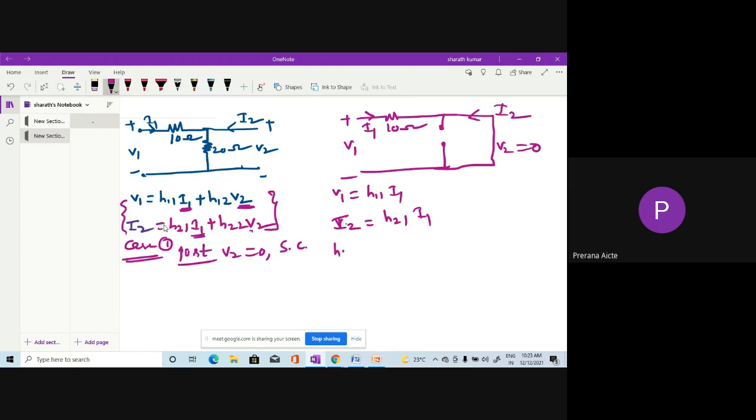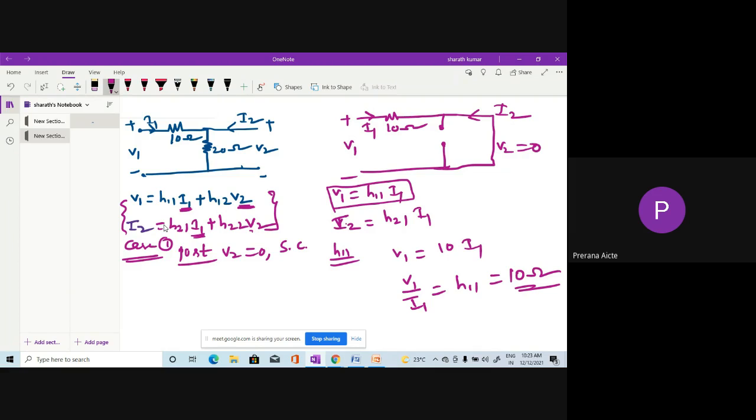Just to calculate H11, we want our equations in such a way that V1 and I1 are both there. So we got V1 is there, we got I1 is there, so we can make sure that V1 by I1 is equal to H11, that is 10. It's very simple. V1 by I1 is equal to H11, that is equal to 10 ohm.